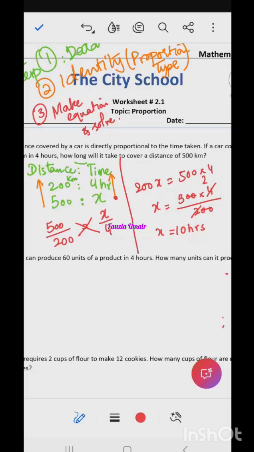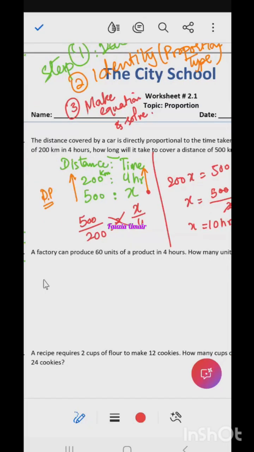Okay beta? So now let's solve the second question. The question is: a factory can produce 60 units of a product in 4 hours. Please raise your hand for the first step. What are the two quantities compared? This time not Waleed, anybody else? Arshman ji beta. The number of units and the time.